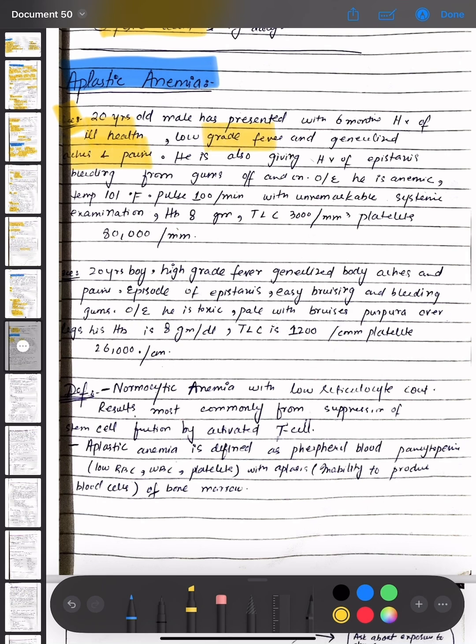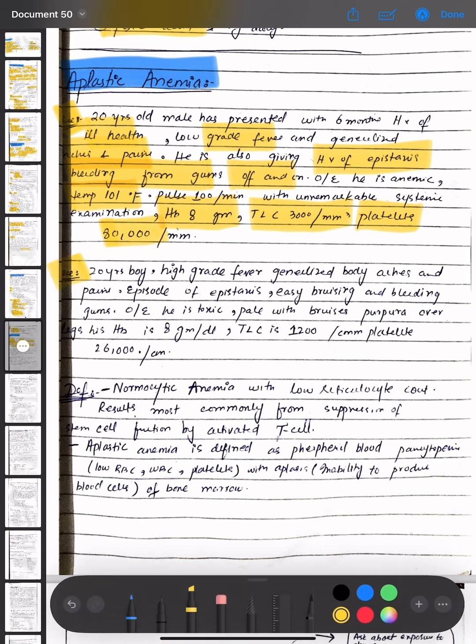He is also giving history of epistaxis, bleeding from gums off and on. On examination, he is anemic, temperature is 101 degree Fahrenheit, pulse is 100 per minute with unremarkable systemic examination. HB 8 gram, TLC 3000 and platelets 8000.